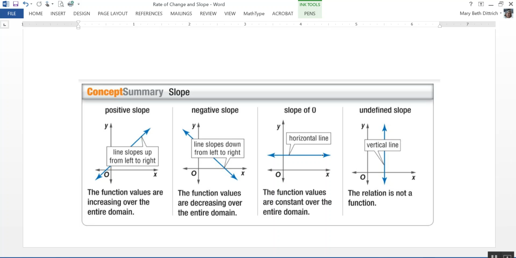A vertical line has an undefined slope because this relation is not actually a function. You might end up with this when you calculate the slope. It might be something like 8 over 0. And remember, you can't divide by 0, so we use the word undefined to describe that slope. So in this video, we took a look at rate of change and slope and saw that they were both basically the ratio of the change in y over the change in x.